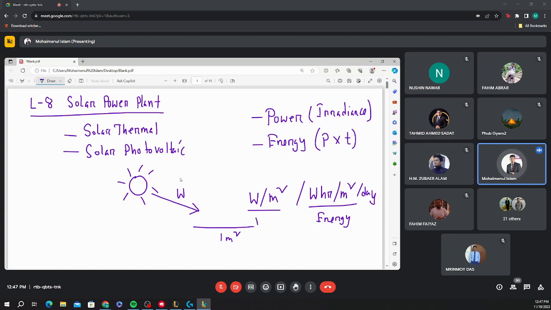and this is our power term. Okay, we can say the irradiation, that is called our power, watt per meter square, and if we multiply it with time, with hour, with day, with month, then you are getting the energy or cumulative energy. Okay, so we need to understand these two terms first.